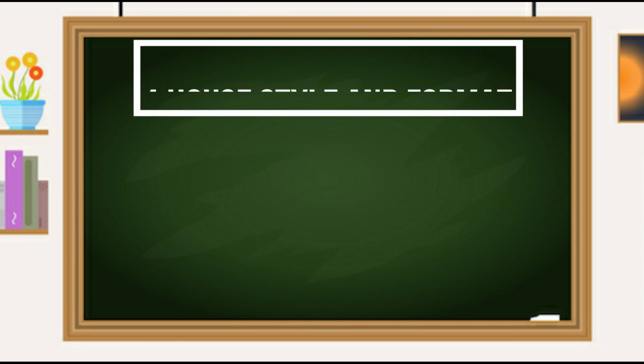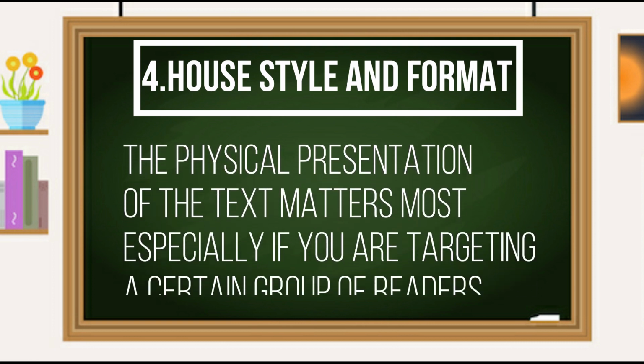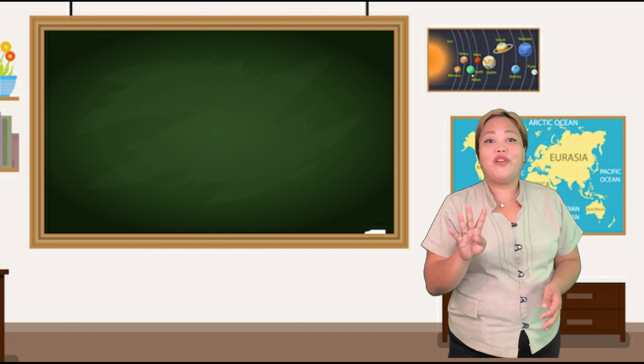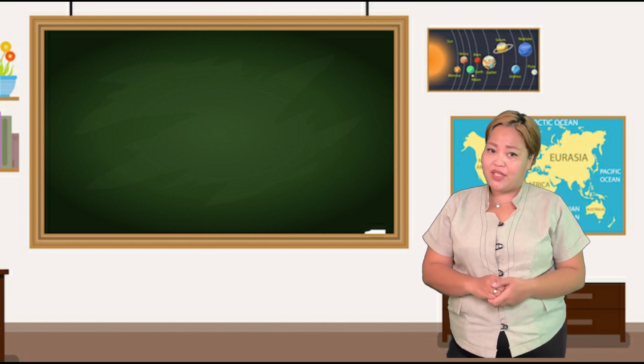House style and format. The physical presentation of the text matters most, especially if you are targeting a certain group of readers. If you intend to have children as your target audience, make sure that the texts are amusing and creative. If you intend to reach out to the academic field, be sure that the presentation looks scholarly and impressive. And those are the 4 ways to easily access and effectively evaluate text information.